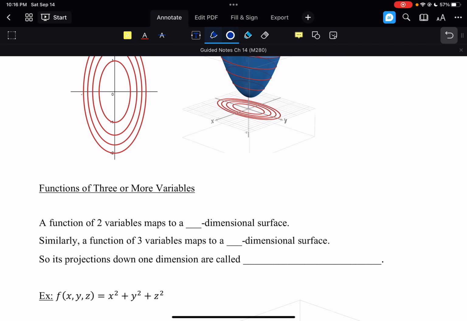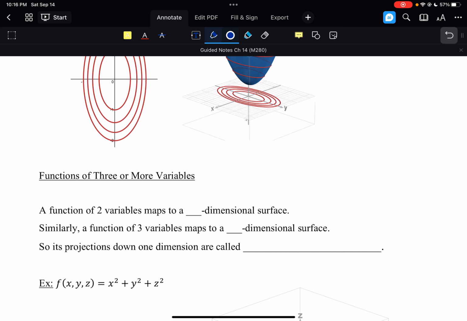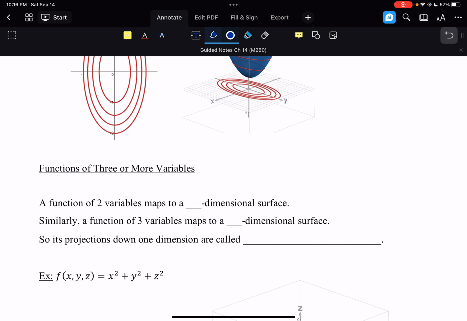Now, we're going to be spending most of our time in functions of two variables, so like z is a function of x and y, but we can look at higher dimensional objects as well, at least minimally. So a function of two variables that we've been working with maps to a three-dimensional surface. Similarly, a function of three variables maps to a four-dimensional surface. So we up the number of variables, we up the dimension.